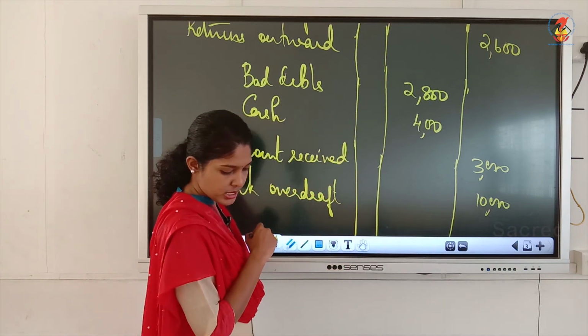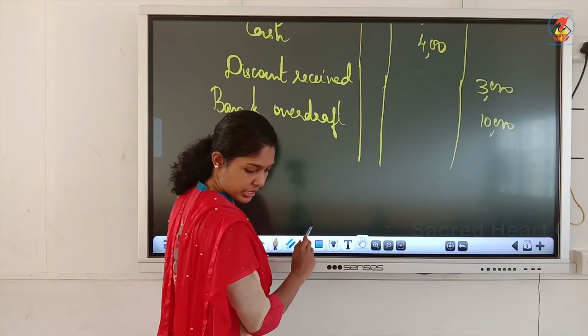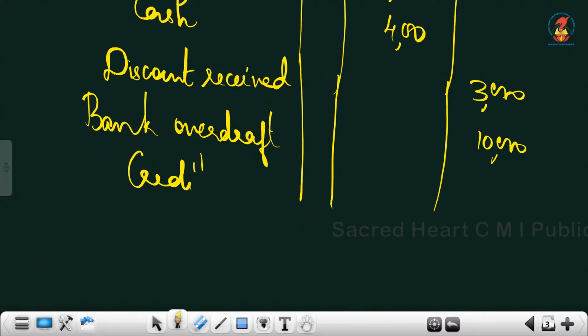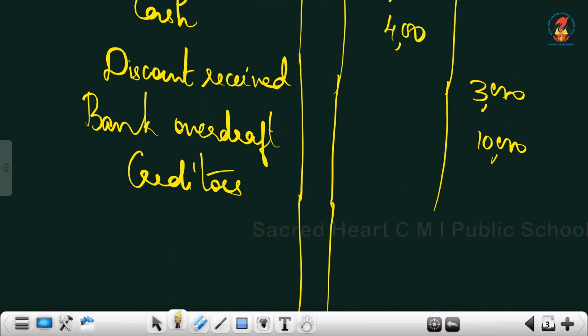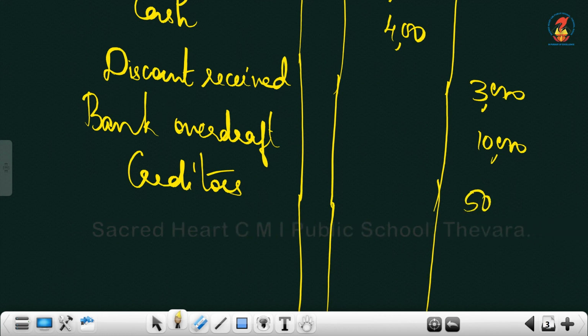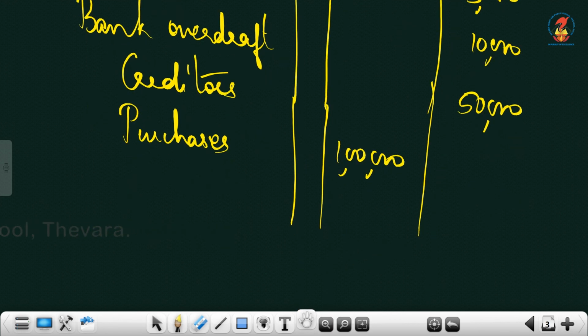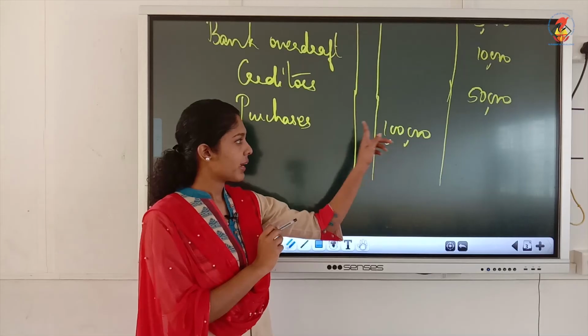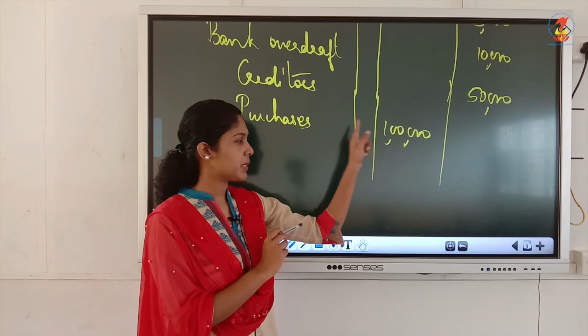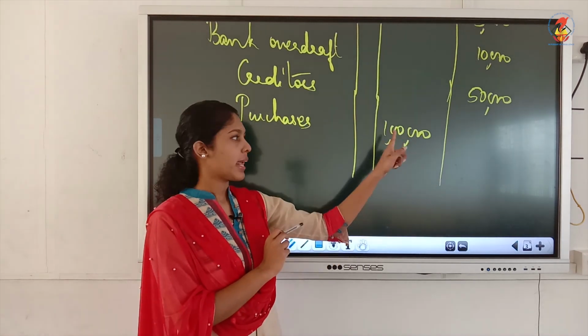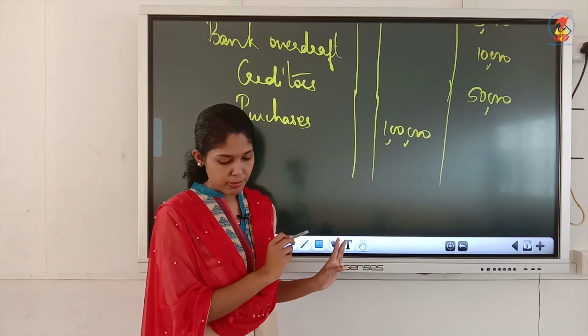The next one is creditors. Creditors are having a credit balance, of course, it is a liability to whom we have to pay money. So, it is a liability and it will be having a credit balance, 50,000. Then purchases, the debit balance, 1 lakh. Why purchases is written in the debit column, that already I explained.